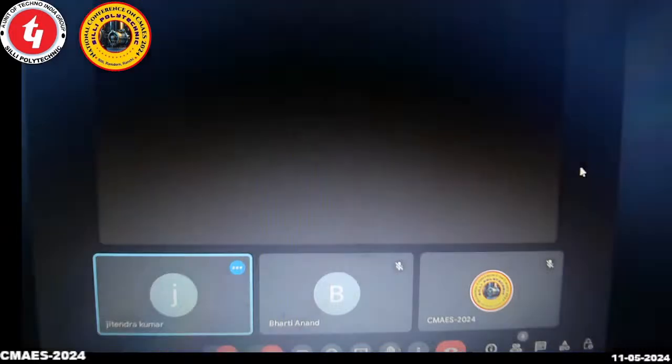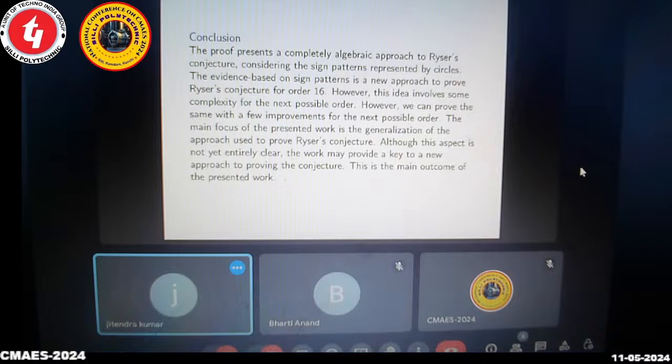is also not possible. From the conclusion, the proof presents a completely algebraic approach to Rayleigh's conjecture, contradicting the sign pattern represented by circles. The evidence based on sign patterns is a new approach to prove Rayleigh's conjecture for order 16. However, this idea involves some complexity for the next possible order. However, we can prove the same with a few improvements for the next possible order. The main focus of the presentation work is the generalization of the approach used to prove Rayleigh's conjecture.